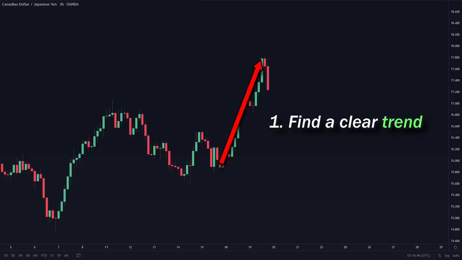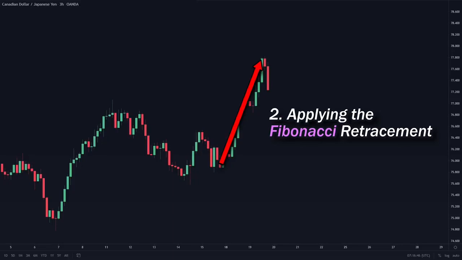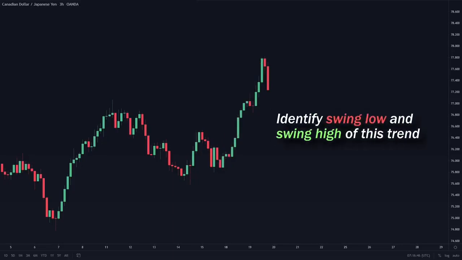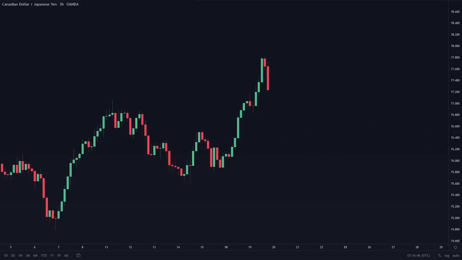Now, once you've identified the trend, the next step is applying the Fibonacci Retracement. So to apply the Fibonacci Retracement, you first need to identify both the swing low and the swing high of this trend. So a swing low refers to the lowest point the price reached before reversing upwards. And over here, we can see that the price slightly went down before reversing back up. And at this period, this was the lowest point, and so this will be our swing low.